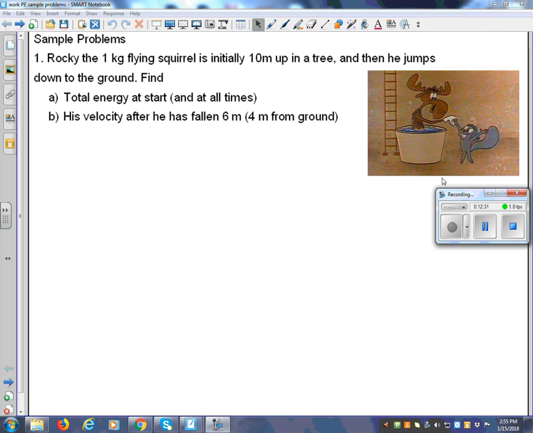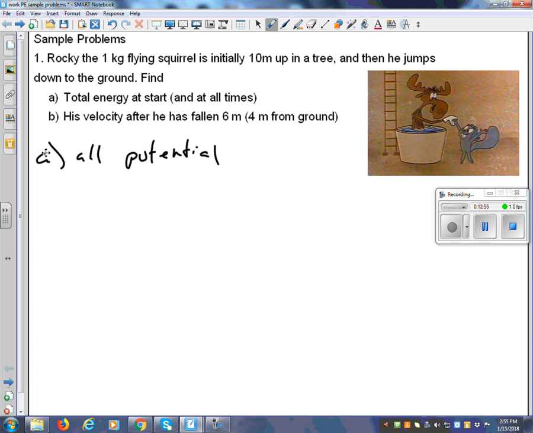So Rocky, the 1 kilogram flying squirrel, is initially 10 meters up in a tree. He jumps down to the ground. Find his total energy at the start and at all times. His total energy at the start, in part A, it's all potential. Because he's not moving, right? He's initially 10 meters up in a tree. So U equals mgh. He's 1 kilogram, gravity is 9.8, and the height is 10.